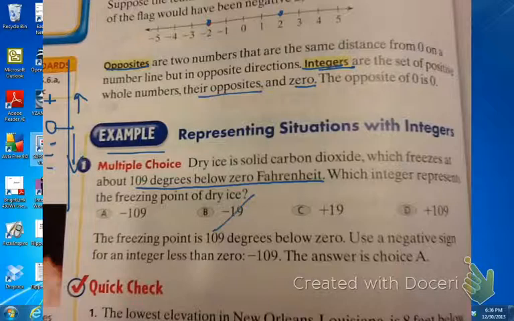It's not even the right number. +119, that's not the right number. +109. So you should be able to figure out that because it's below 0, we're in the negative, and it would have to be that -109 degrees below 0, which would be the -109.